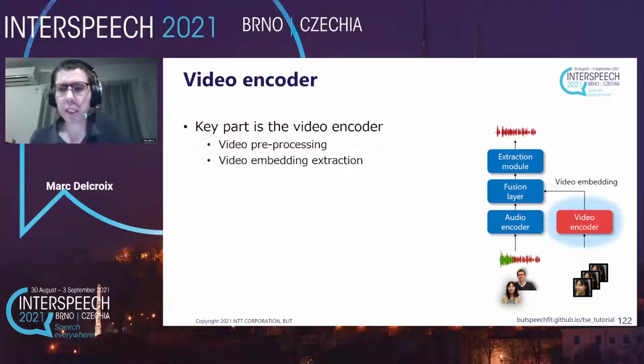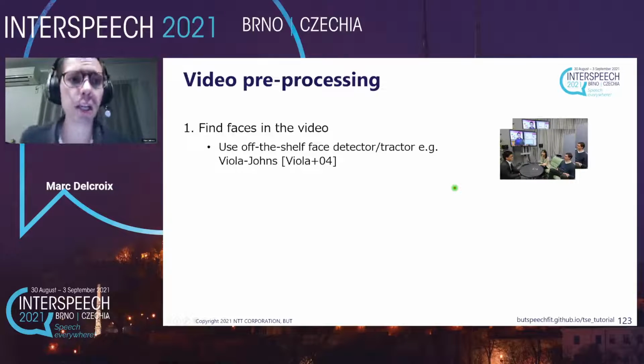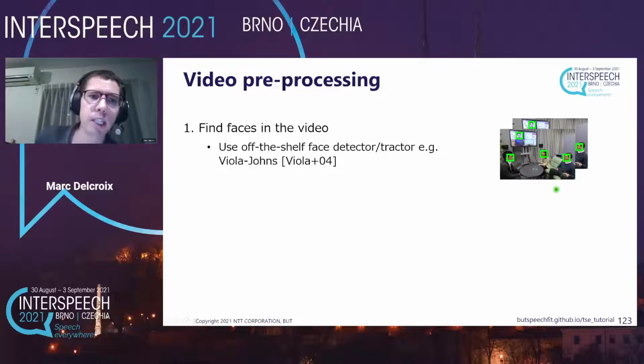So I will go into the details of each component of this system. And we will start with the video encoder, which is the most different part from the others we discussed so far. So the video encoder here will consist of two steps, the video preprocessing and the video embedding extraction. For video preprocessing, if we have a video of several speakers speaking in a room, for example, we first need to find the faces in the video, and we can use off-the-shelf face detector or tracker systems such as Viola-Jones.